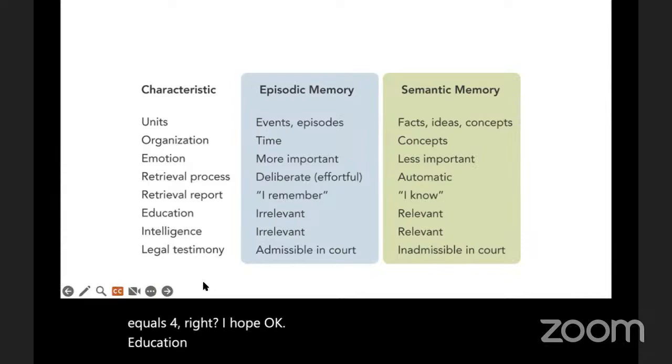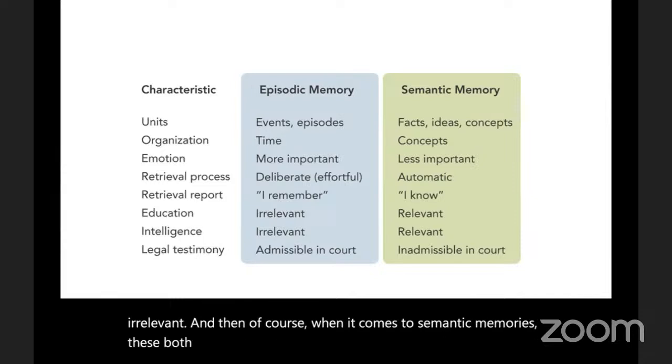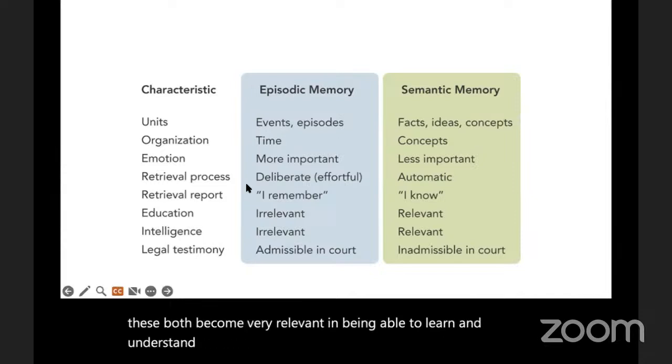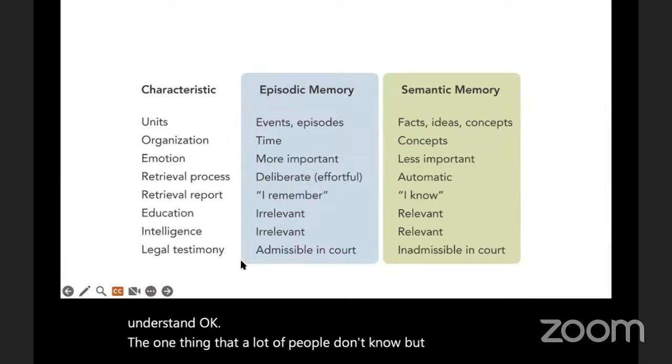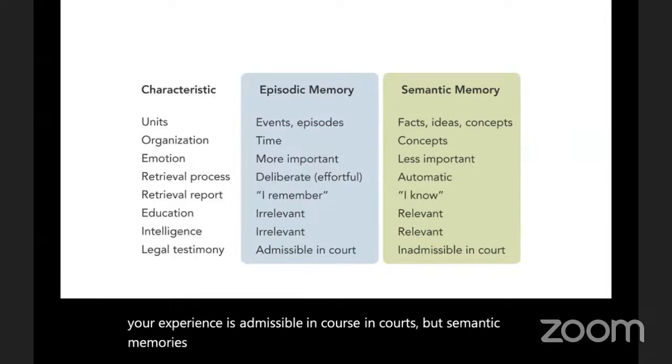Education with episodic memory, irrelevant, and intelligence level, irrelevant. And then, of course, when it comes to semantic memories, these both become very relevant in being able to learn and understand. Okay? The one thing that a lot of people don't know, but in legal testimony, your experience is admittable in courts, but semantic memories are not, okay?